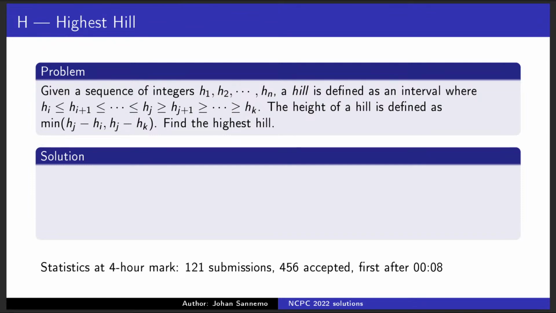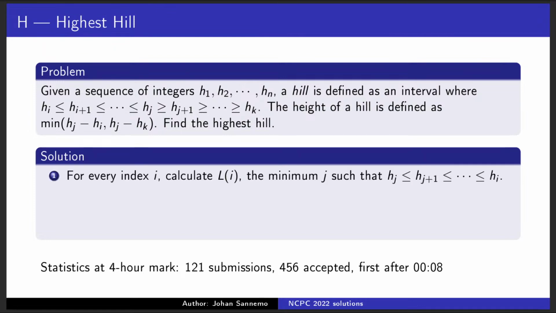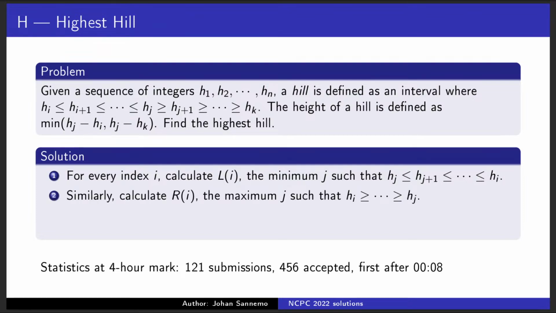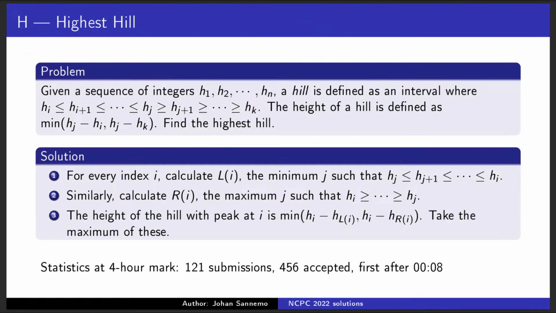I'm gonna show the one I did that I think is the easiest, but I don't think everyone agrees. So my idea is to find, for each height, the longest downhill slope in both the left and right directions, because once you have done that, you know the height of the hill centered on that height, and so you know all of the heights of all of the hills, and you just pick the maximum of that.